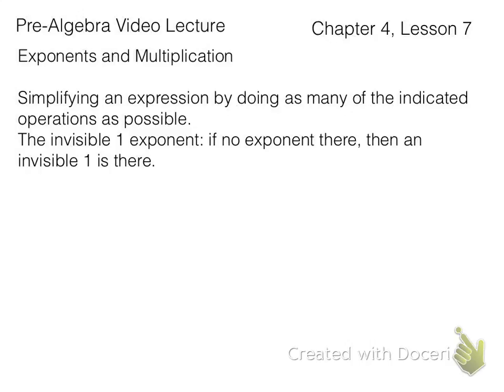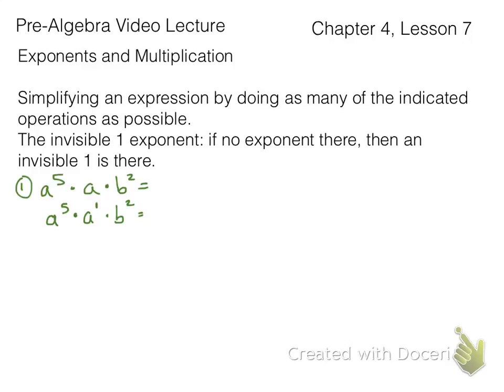All right, moving on. Simplifying expressions by doing as many of the indicated operations as possible. The invisible one exponent: if no exponent is there, then the invisible one is there, which is going to come in handy, especially when you have to add and multiply exponents. So, if we have a to the fifth times a times b to the second, we are really going to end up with a to the fifth times a to the first times b to the second.